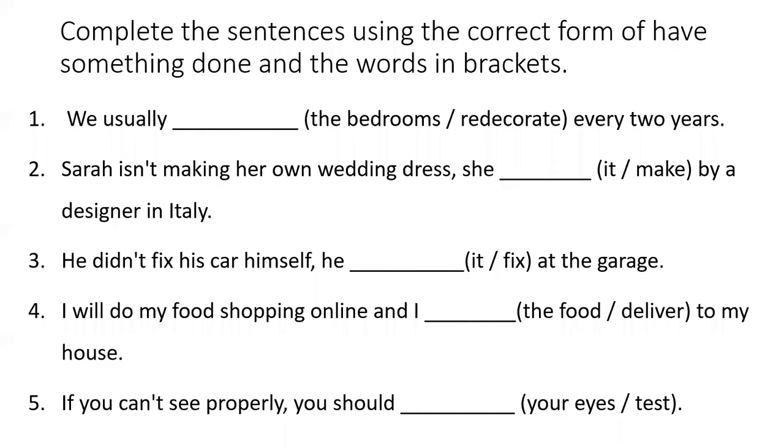So, complete the sentences using the correct form of have something done, and the words in brackets. All of these 5 sentences should be written in the form of have plus object plus verb 3. Have something done. Take the time to write the sentences down and then come back to me with your solutions, please. Okay, hope you stop the video and try to do these on your own. Let's do them together now.